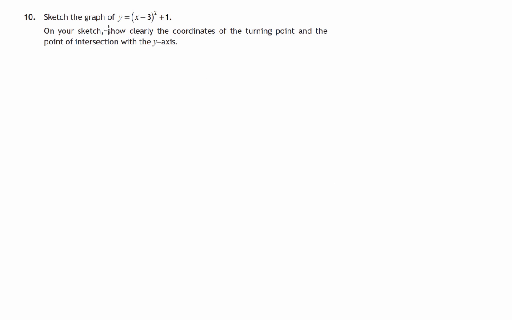So in this question we're asked to sketch the graph of y equals (x minus 3) all squared plus 1, and there are various conditions put in this. We have to show clearly the coordinates of the turning point and also the point of intersection with the y-axis. So to do this, let's explore graphs of this form in a more dynamic way.